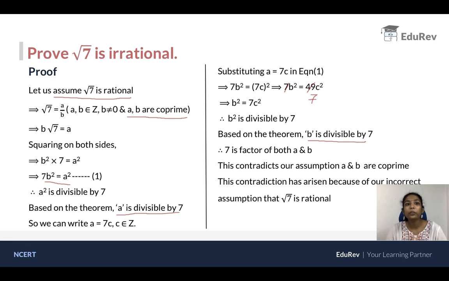So whenever they give you, it's not necessary that it is root 7 only, they can give you root 2, root 5, root 3. For all of them, the procedure will be the same. You simply have to change the number and do. Assuming it is clear, I am moving on to the next slide.